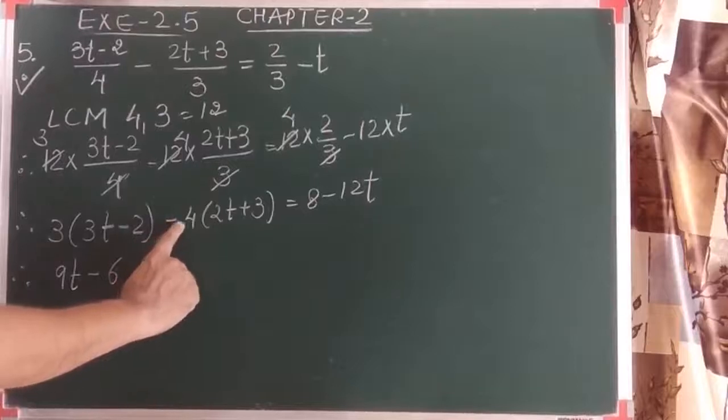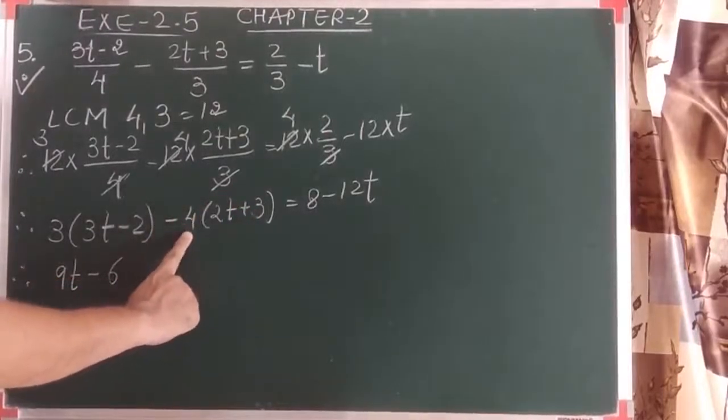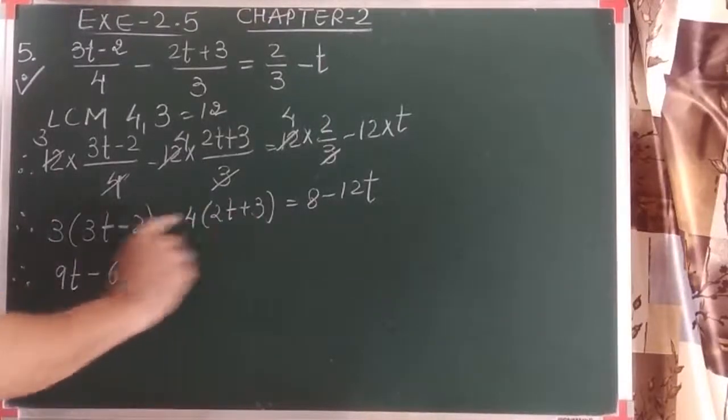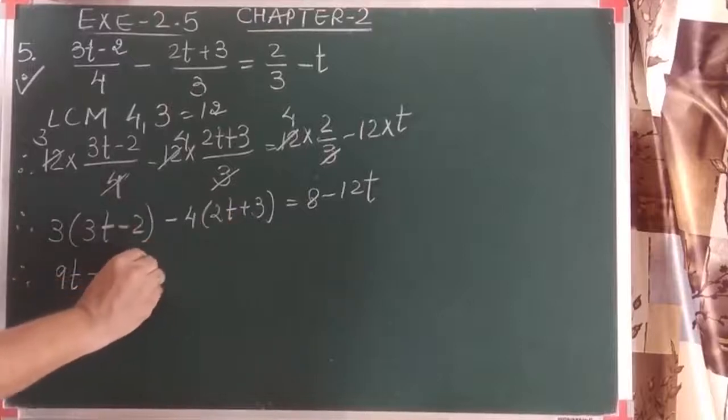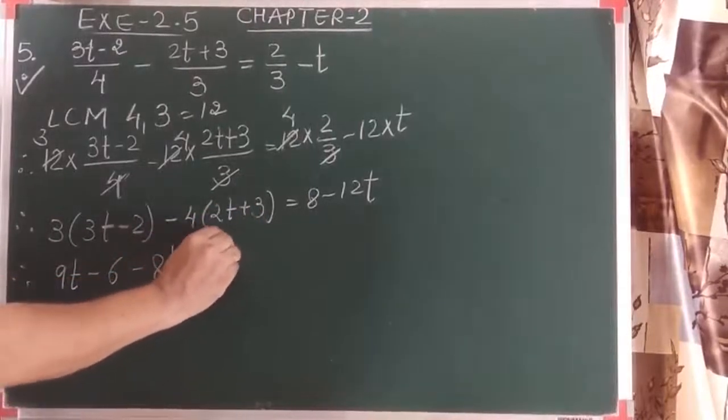Because when you are multiplying with minus 4, remember you are multiplying not with plus 4. You are multiplying with minus sign. That means you have to change the sign. So 4 2s are 8, plus minus minus 8. 4 3s are 12, plus minus minus 12.